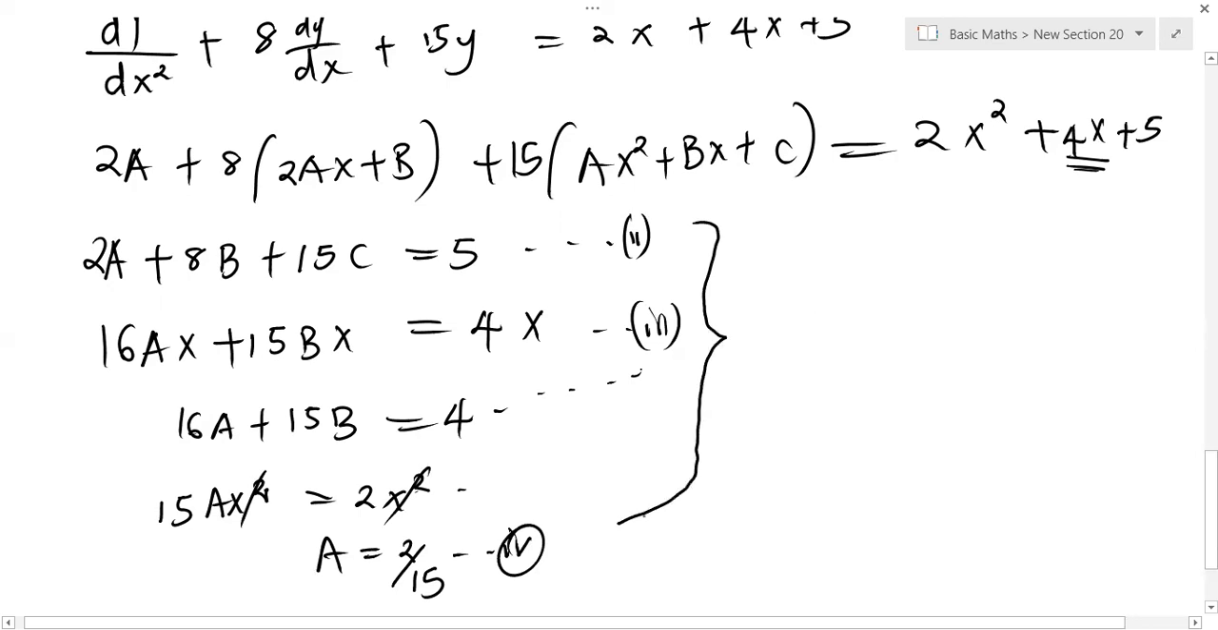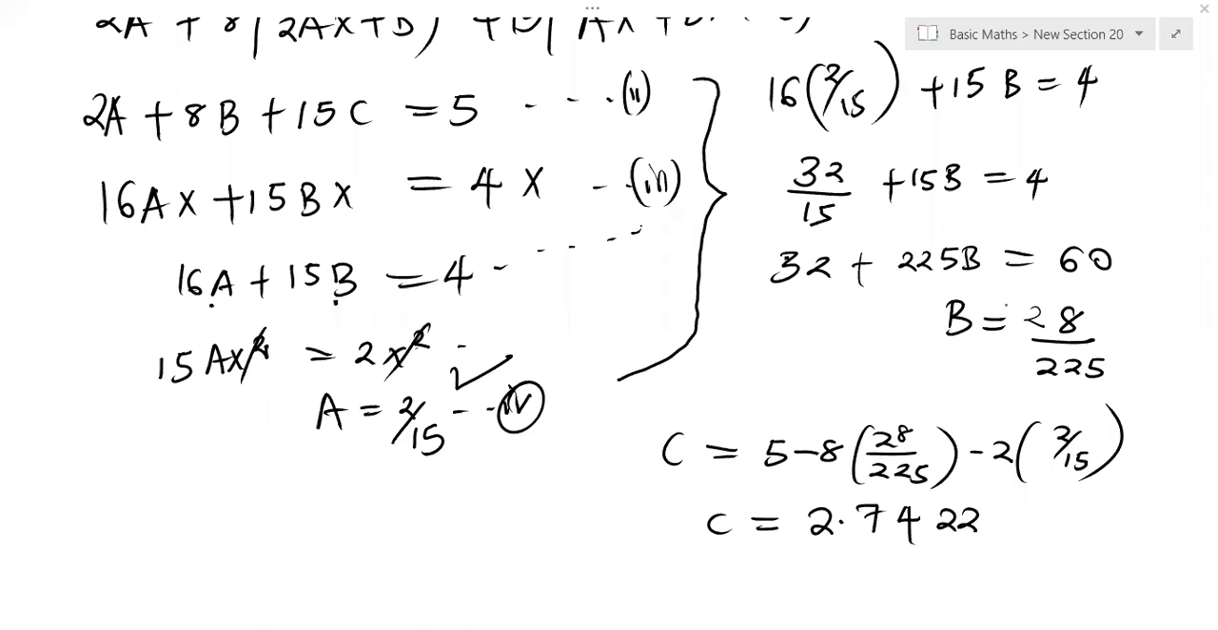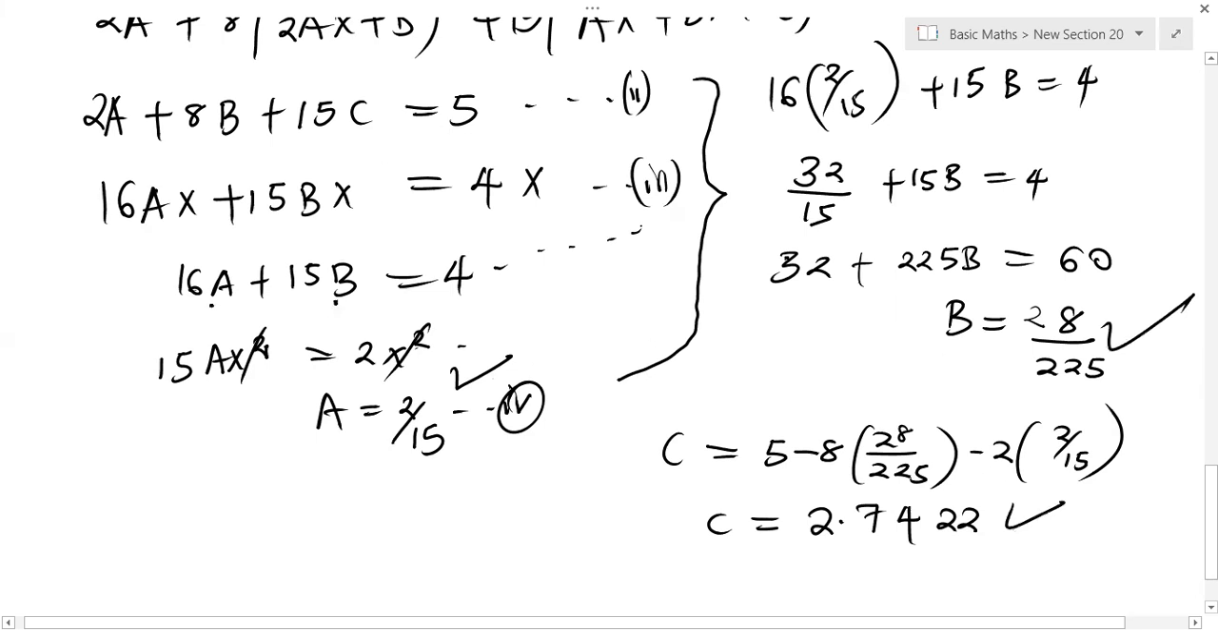These are 3 linear simultaneous equations. We can solve them to get the values of a, b, c. Now a is 2 over 15. We can replace its value here to get the value of b. So I have 16 times 2 over 15 plus 15b is equal to 4. And after getting the value of b, replace here so that we get the value of c. Solving this, if I replace this value of a in this equation, in order for me to get the value of b, this is what I get. And then if you replace these 2 values in the first equation, you get the value of c.